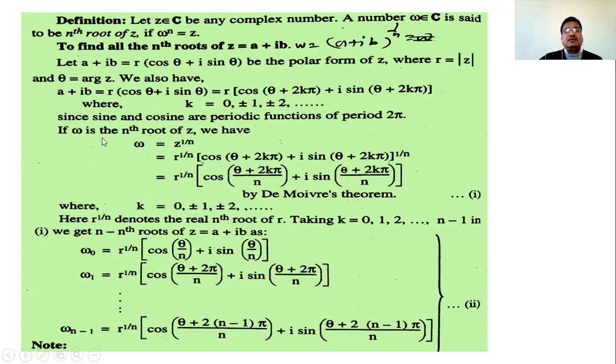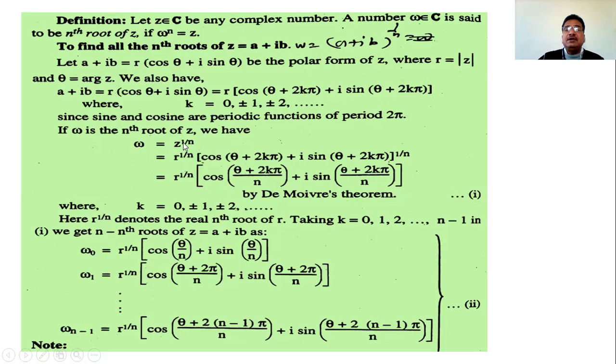So we write this a plus ib in polar form, and then since 2 pi is the period, we add 2k pi in both angles, where k runs from 0, 1, 2, 3 up to infinity. Then w is equal to, w is the nth root of a plus ib. Now we assume w is the nth root of a plus ib.